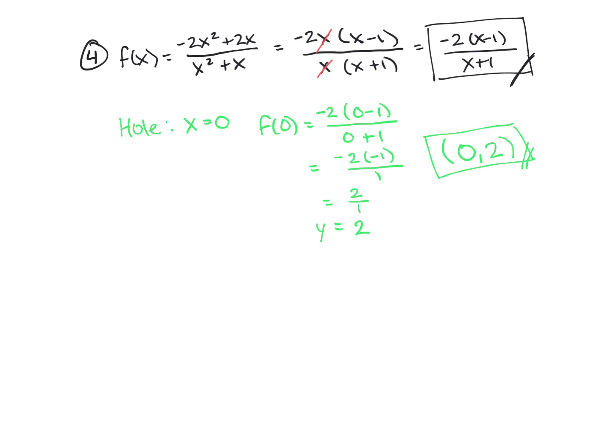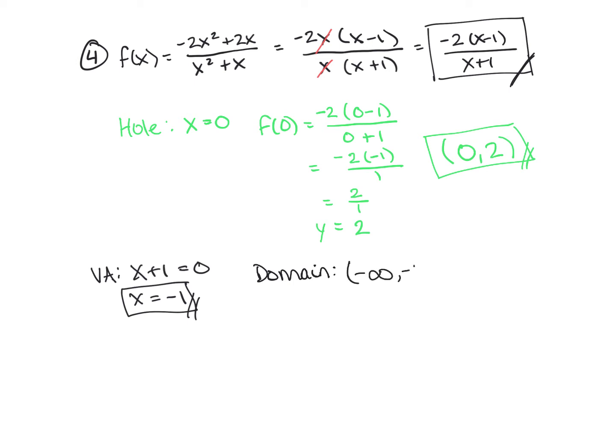Next, we're going to look at some of our other features. If we take a look at our vertical asymptote, remember we find that by setting our denominator equal to 0. In this case, our denominator is now just x plus 1, and we end up with x is equal to negative 1. So we have a vertical asymptote at x equals negative 1. Now if we want to write our domain, we have two restrictions. We are going to have a break at negative 1 because of our vertical asymptote, and we're going to have a break at 0 because that is the x value of our hole.